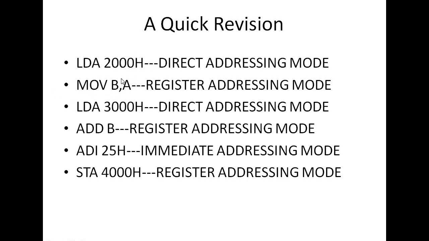MOV B, A. Here where is the data stored? The data is stored in the registers. So this is register addressing mode. Again LDA 3000H. Here also 3000H is a memory location. Where is the data stored? The data is stored in 3000H. That data will get loaded into the accumulator. So this is an example of direct addressing mode. ADD B. Where is the data given? The data is given in the register.